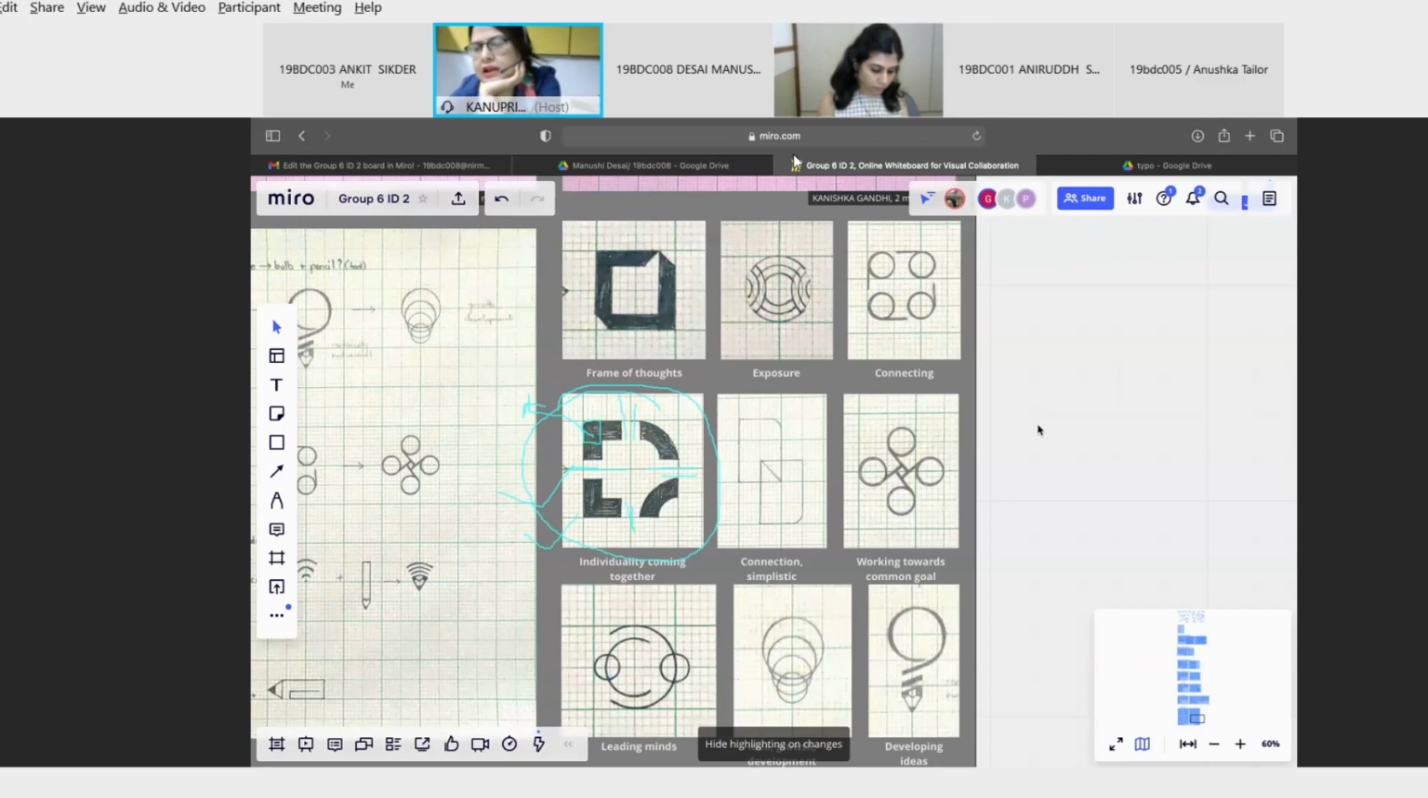And the pencil ideas are interesting, but you need to develop them more. This I thought can be very interesting, the first one, the frame of thoughts. But this still looks like a speech bubble, an inverted speech bubble. Maybe if you take it like this, it just becomes a little quirky.